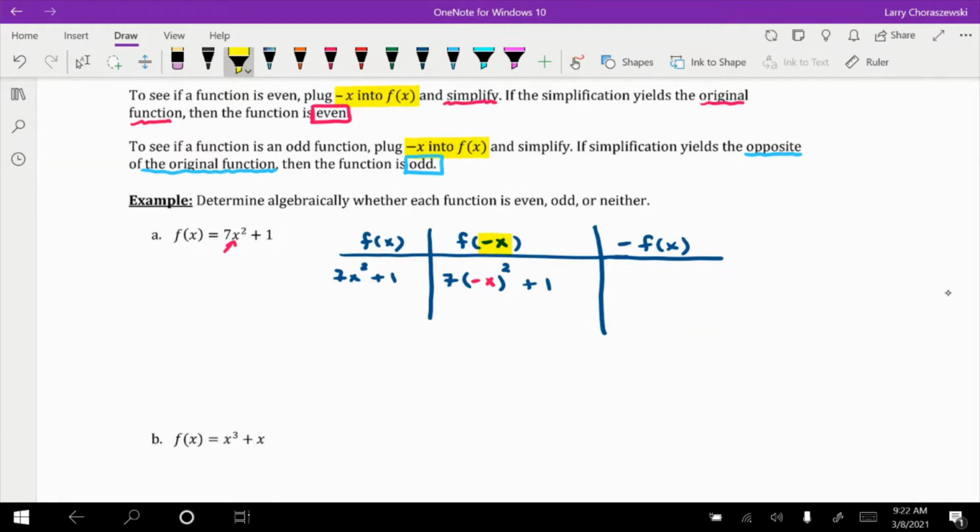Which, by the way, how does this simplify? Negative x quantity squared. What would that turn into? X squared, yep. So this is really 7 times x squared plus 1. And I'll just remove parentheses to get 7x squared plus 1.